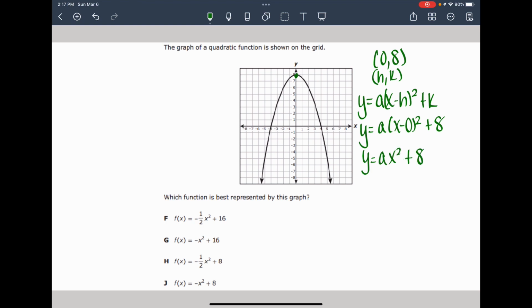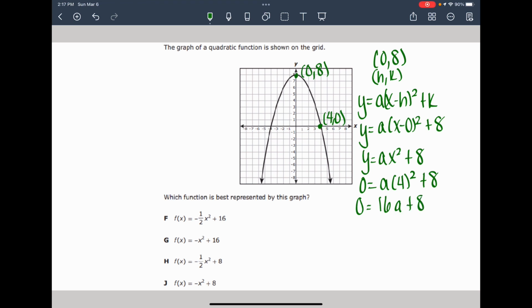So now all we need to do is pick another point on the graph. I'm going to pick this one because it's an x-intercept. So that point is (4, 0). Remember, this was the point (0, 8). So I'm going to go ahead and plug that in for x and y in my equation. So when I do that, I get 0 equals a times 4 squared plus 8. So I get 0 equals 16a plus 8.